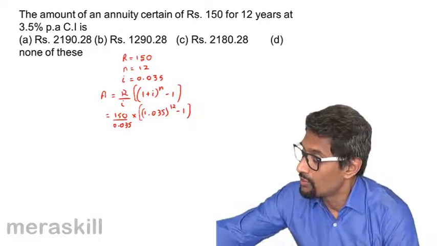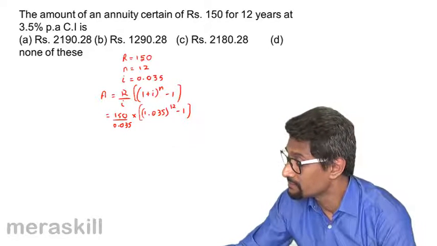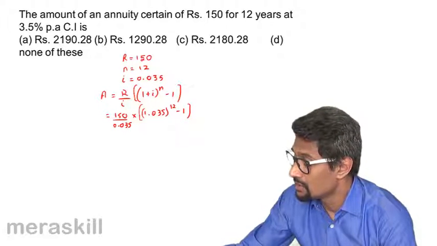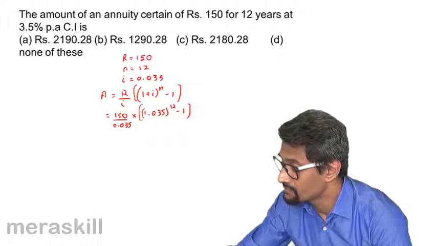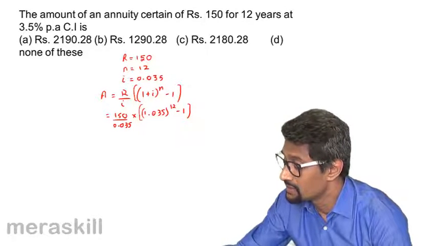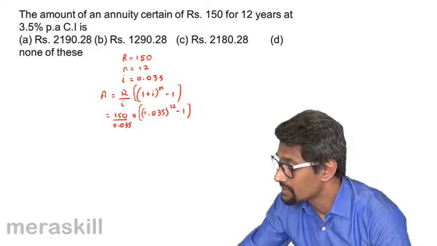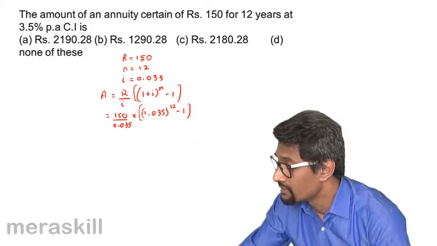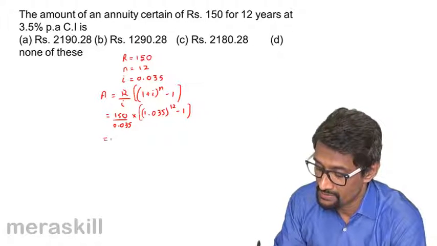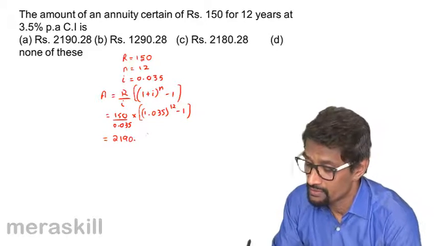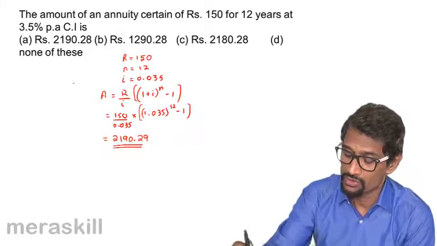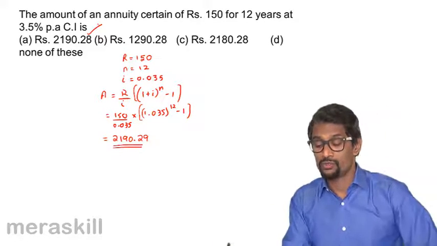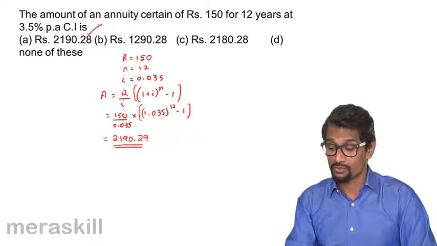So we need to calculate 1.035 raised to 12, multiplying 1.035 repeatedly. Then minus 1, into 150, divided by 0.035. It turns out to be 2190.28 or 29. So the closest among these is 2190.28, and that is our option.